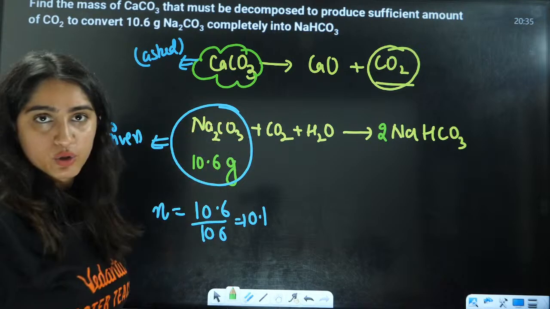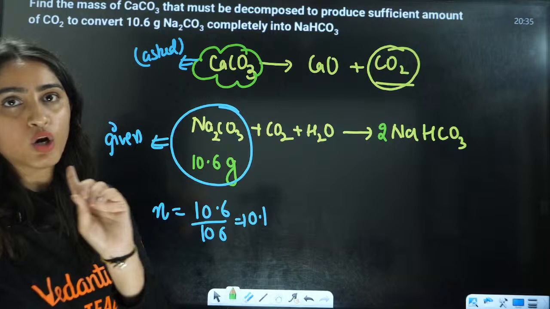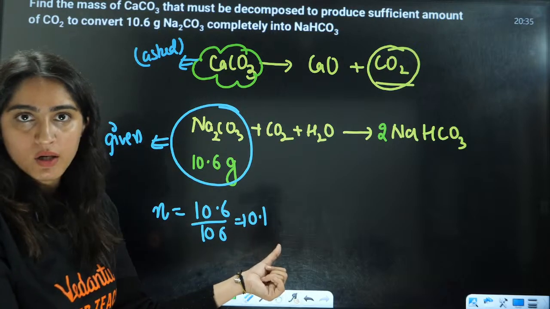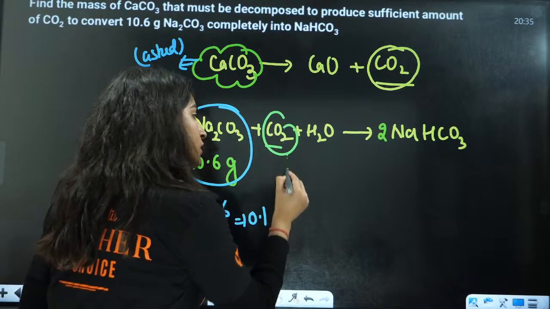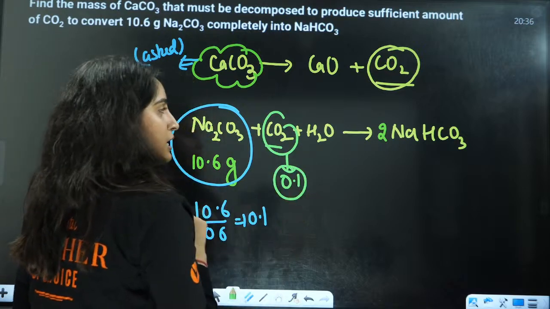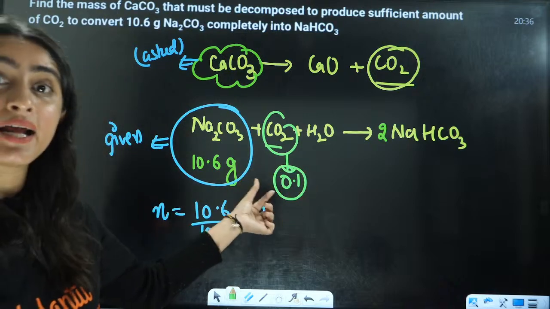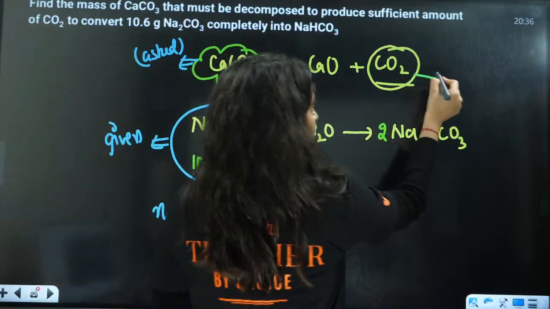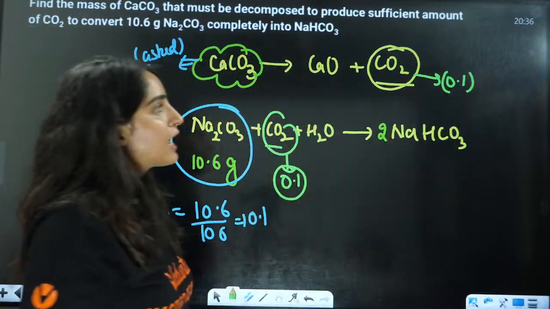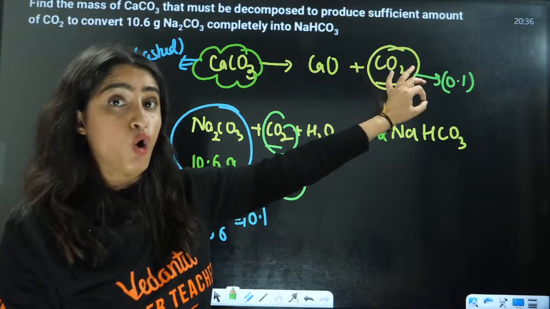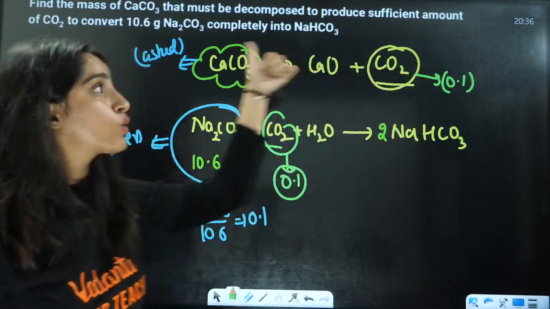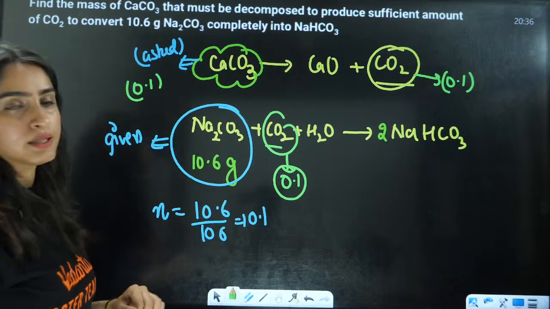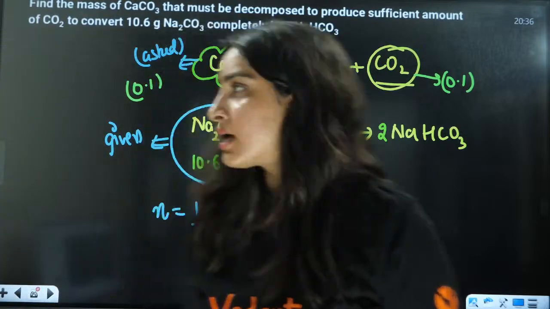1 mole of Na2CO3 is reacting with 1 mole of carbon dioxide. That means 0.1 mole will require 0.1 mole. If the requirement here is 0.1 mole, then only 0.1 mole will be produced here. This means this is also 0.1 mole. If we have to produce 0.1 mole of CO2, then the required CaCO3 will be 0.1 mole only. Understood this? How you are doing this?